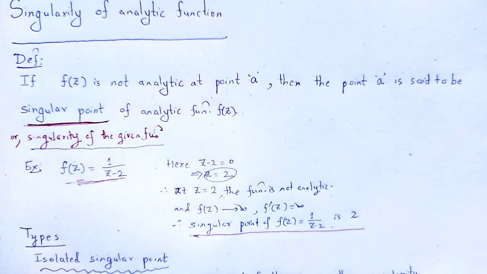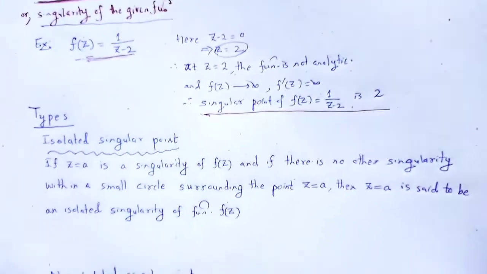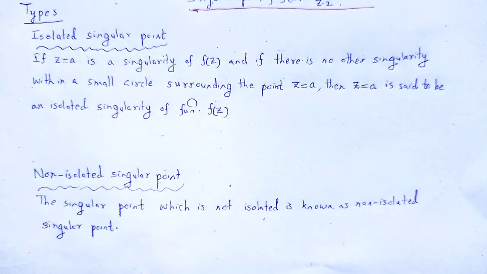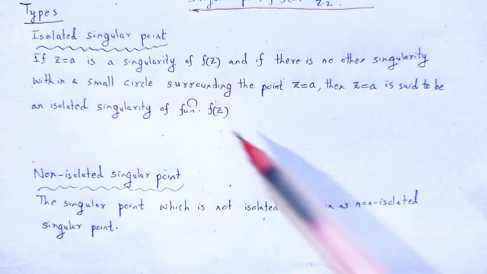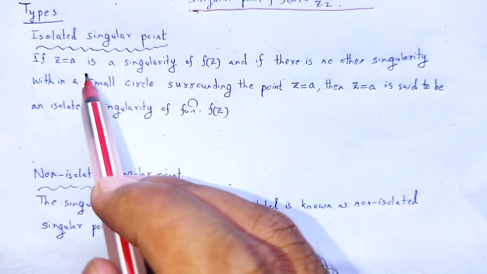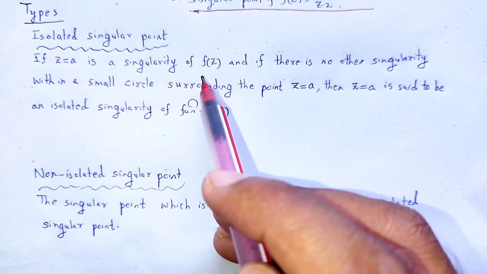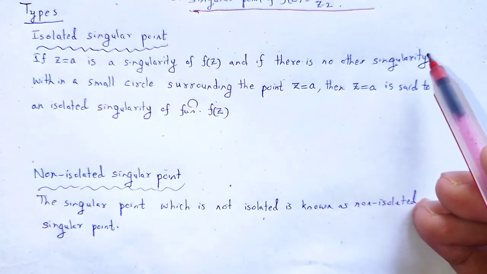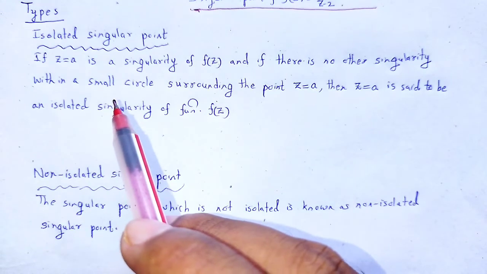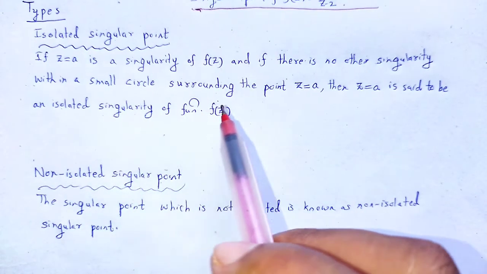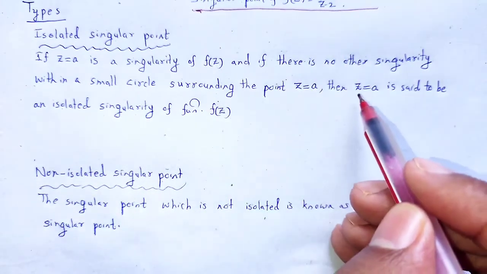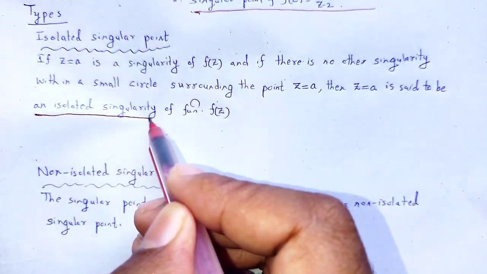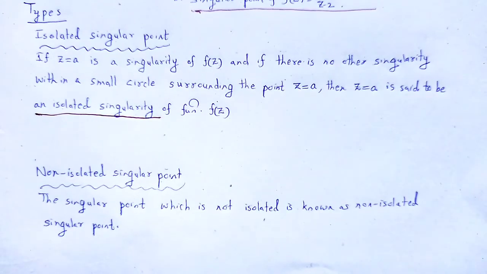Types of singular point. Isolated singular point. As the name indicates, it is isolated. If z is equal to a is a singularity of the given function and there is no other singularity within a small circle surrounding the point z is equal to a, then the given point is said to be an isolated singularity of the given function.